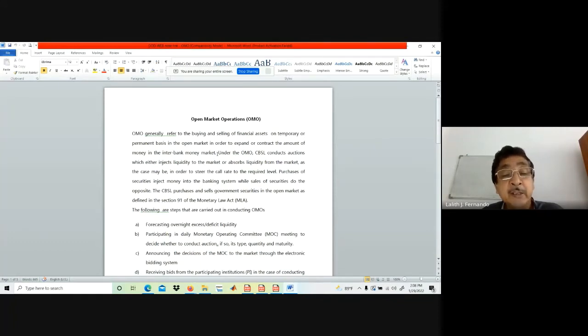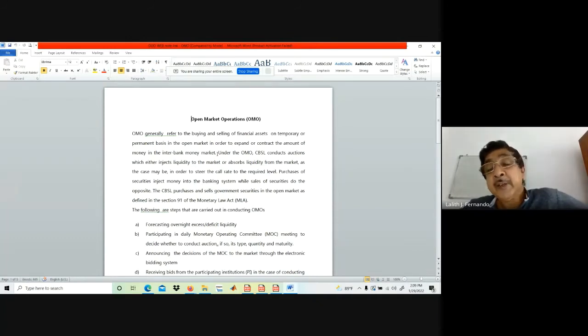Purchases of securities inject money into the banking system, while sales of securities do the opposite. Now, what do you mean by purchases of securities? I think this is a very important point to note. People sometimes get some confusion with regard to this explanation. So you need to look at it in a very clear way. Now, just look at it. Purchases of securities inject money into the banking system.